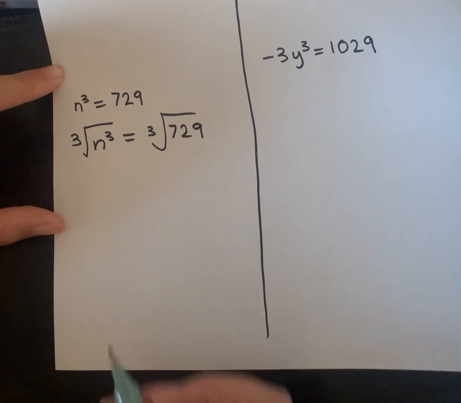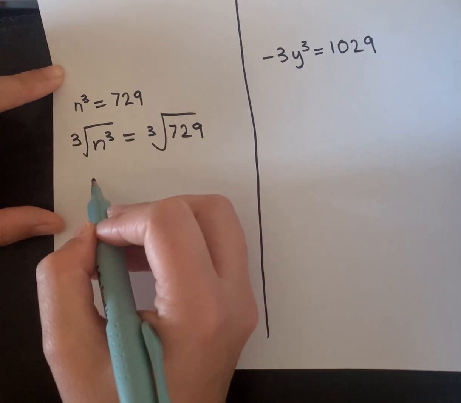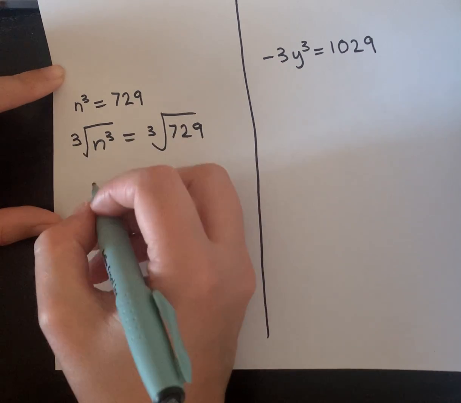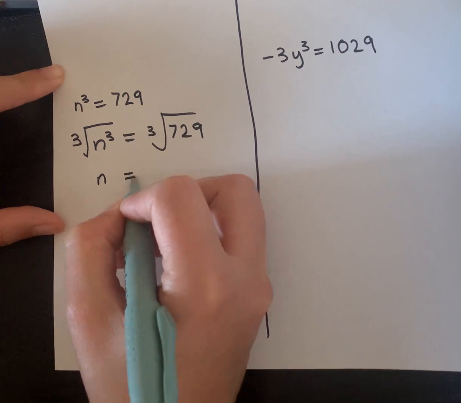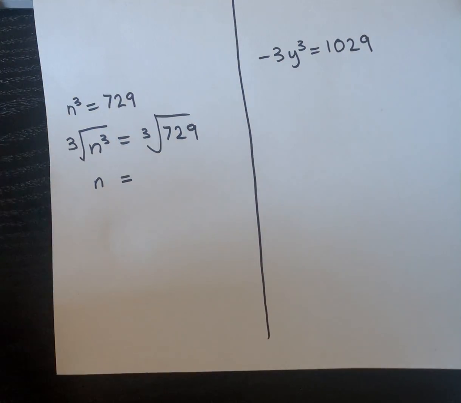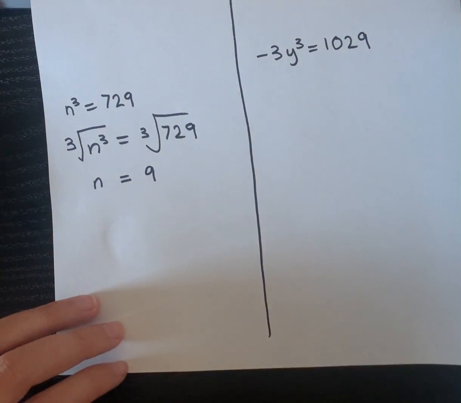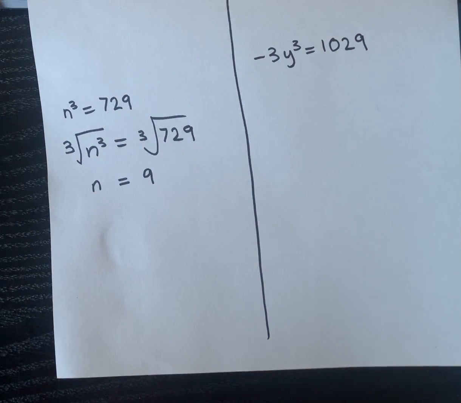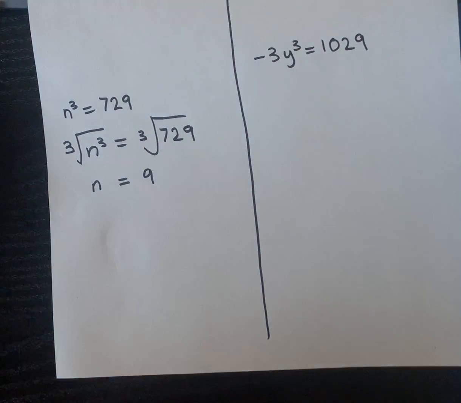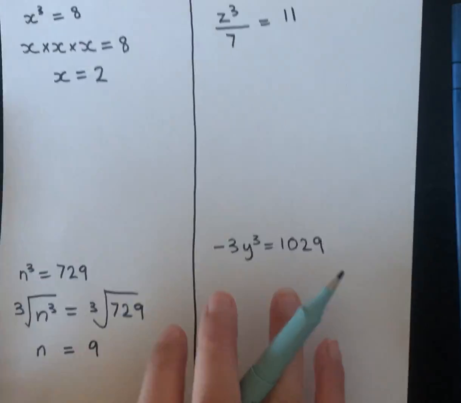So we take the cubed root of both sides, and that undoes this power here. So we're just left with n equals the cubed root of 729. And you'll notice that there is only one solution, n equals 9. And that's really quite simple. It's only one step, and you can use your calculator for it.